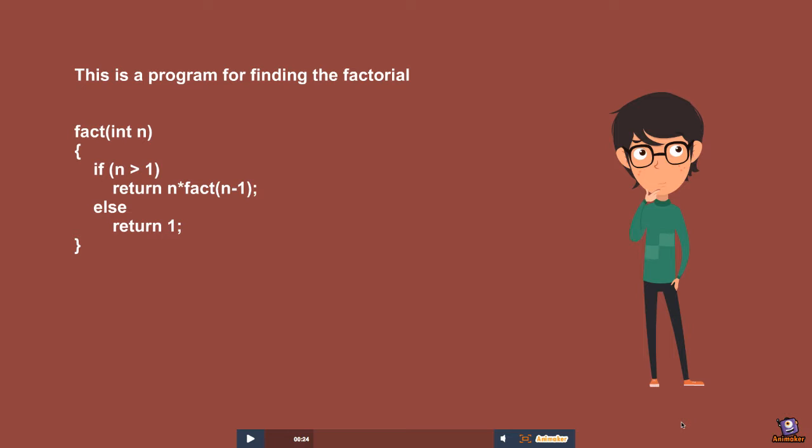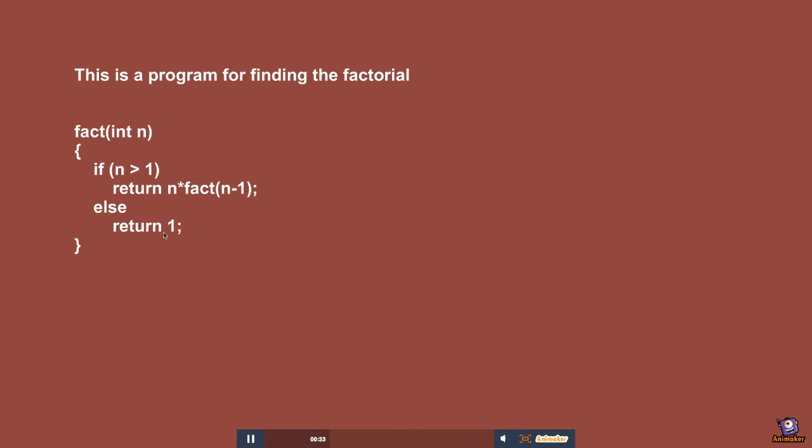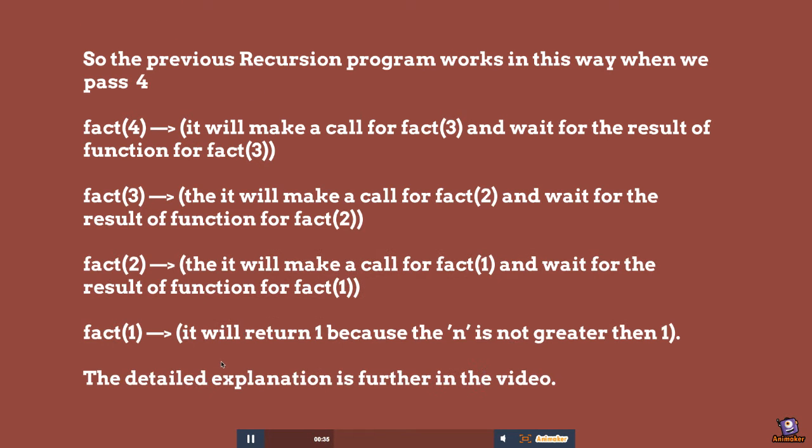But the main concept we are explaining here is how this function executes. It's very simple: fact(n). When you pass n greater than 1, it will execute this statement. If it's not greater than 1, it will execute this statement. Just two lines of statements, and the whole program is 4 lines. It's very simple to understand, but we will see how this function basically executes.